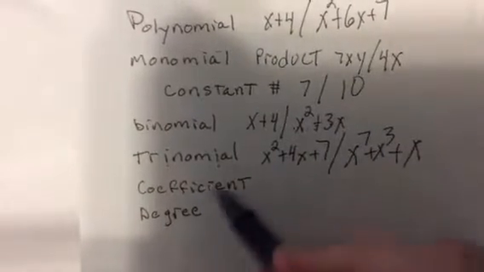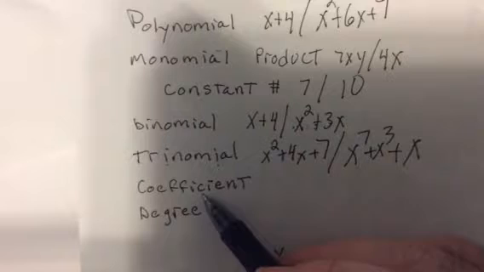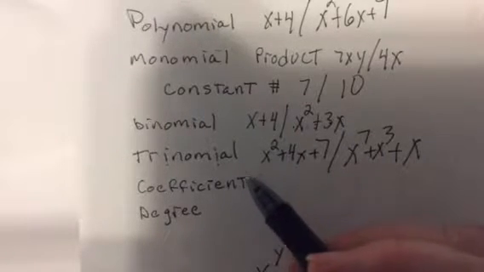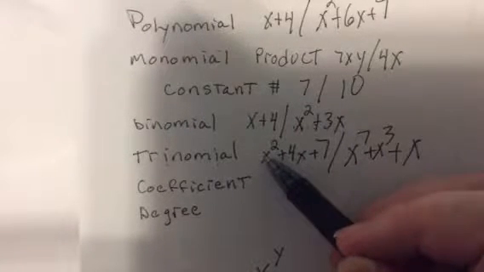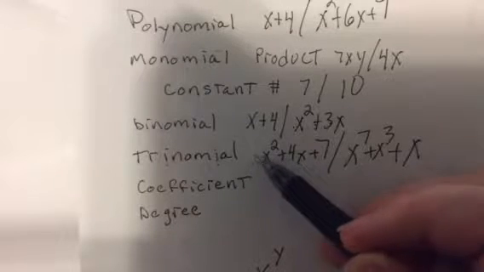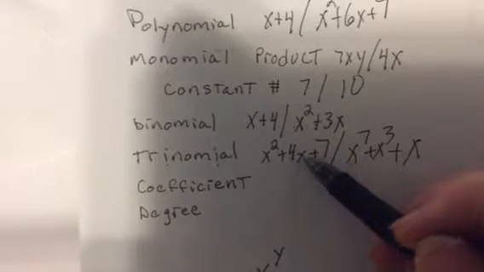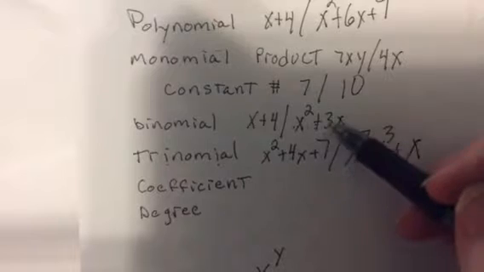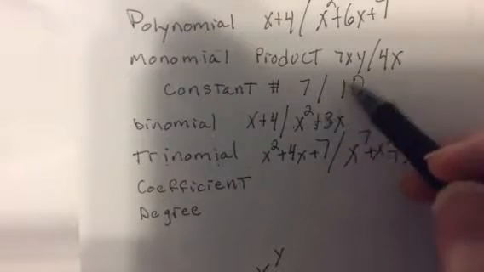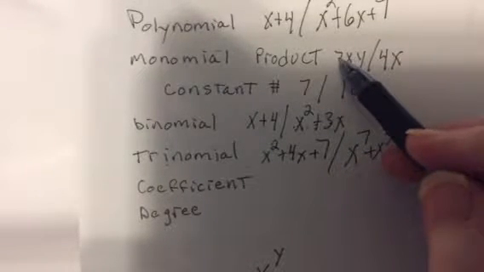Now a coefficient is a number that's being multiplied to the variable. So the coefficient of x squared is 1. If it's not shown, it's assumed to be 1. The coefficient of 4x is 4. Coefficient of 3x, 3. 7xy, 7.